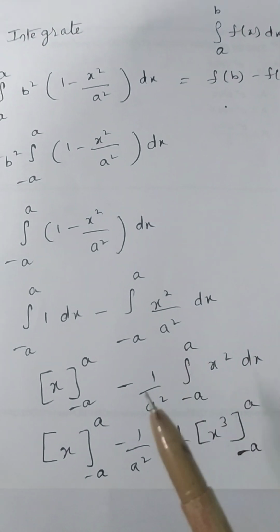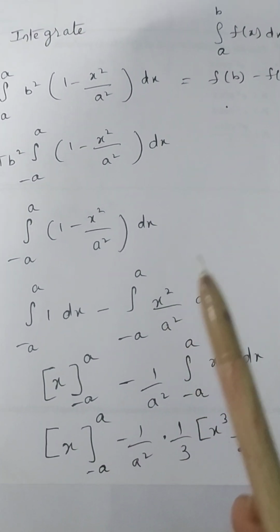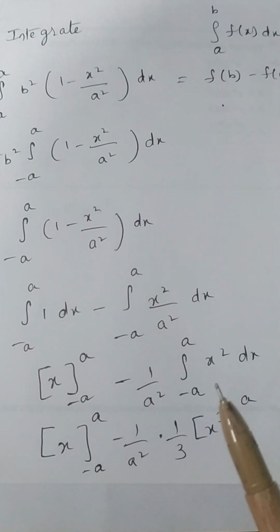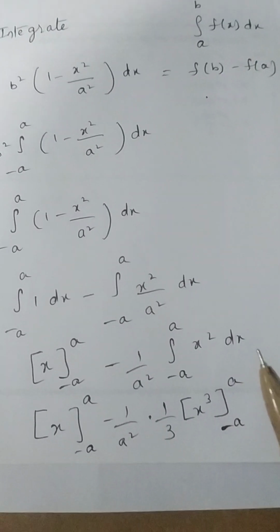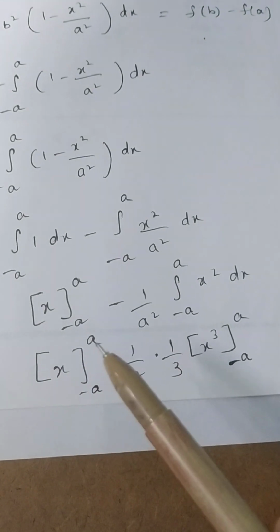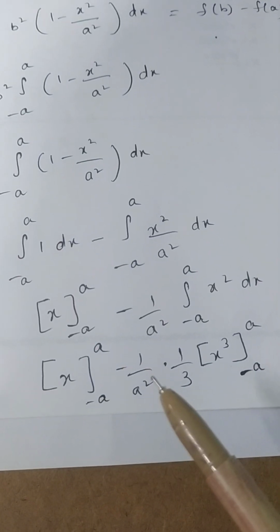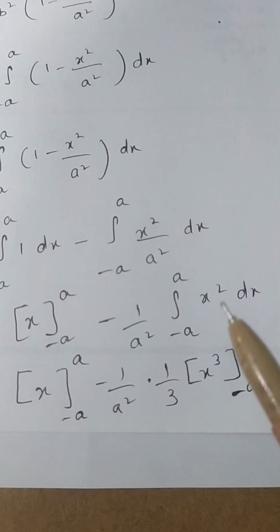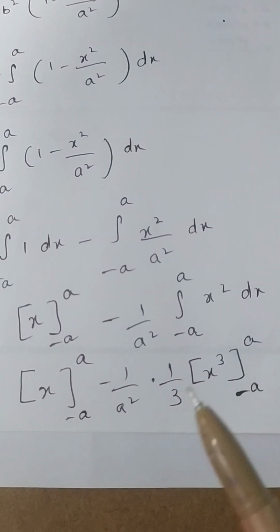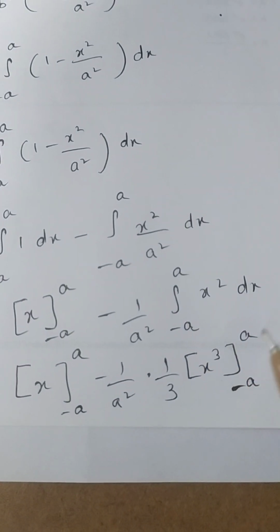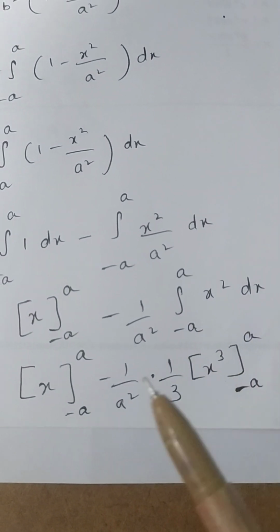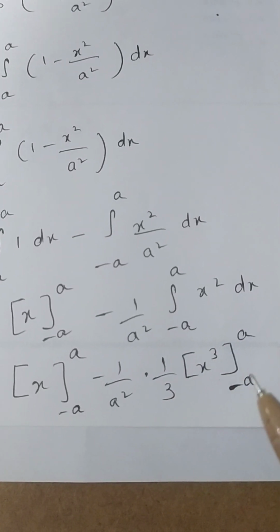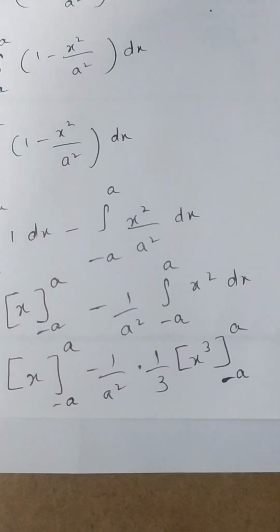Minus 1 by a square, taking this constant outside and integrating only the x square term, integral minus a to a x square dx. So x from minus a to a, minus 1 by a square. If you integrate x square, you will get x cube by 3. So 1 by 3 x cube, minus 1 by a square into 1 by 3 x cube, from minus a to a.